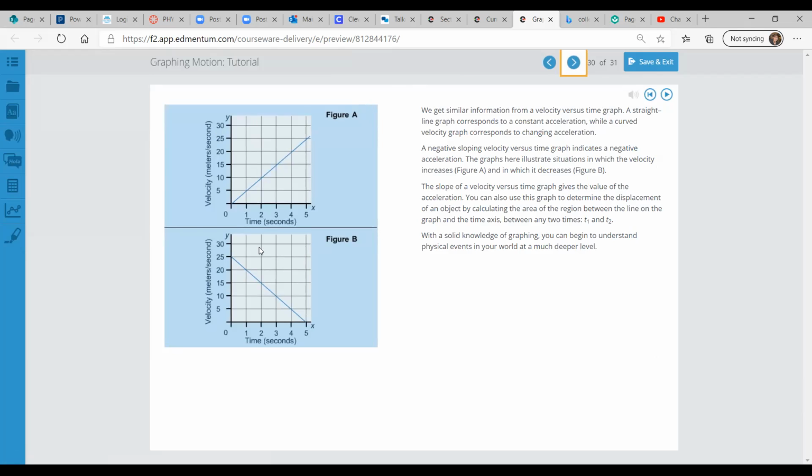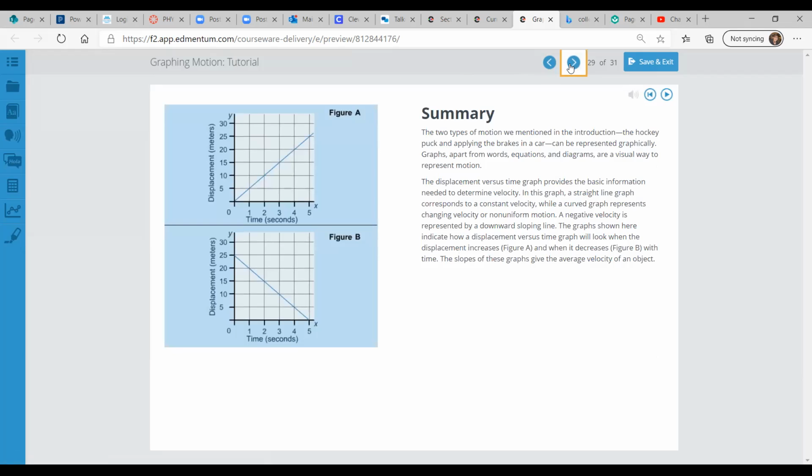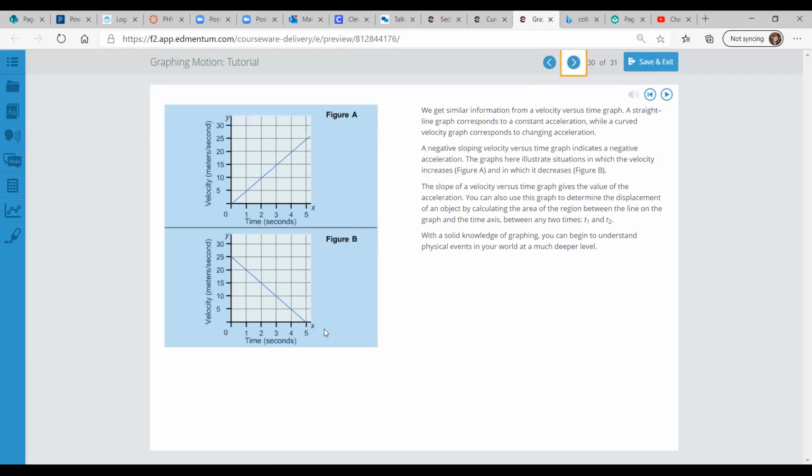And these are the velocity versus time graphs. This was displacement, now this is velocity. Positive velocity. And then we have decreasing velocity, increasing velocity, decreasing velocity. So the slope of this would be a positive acceleration. A negative slope here would mean a negative acceleration, accelerating in the opposite direction.